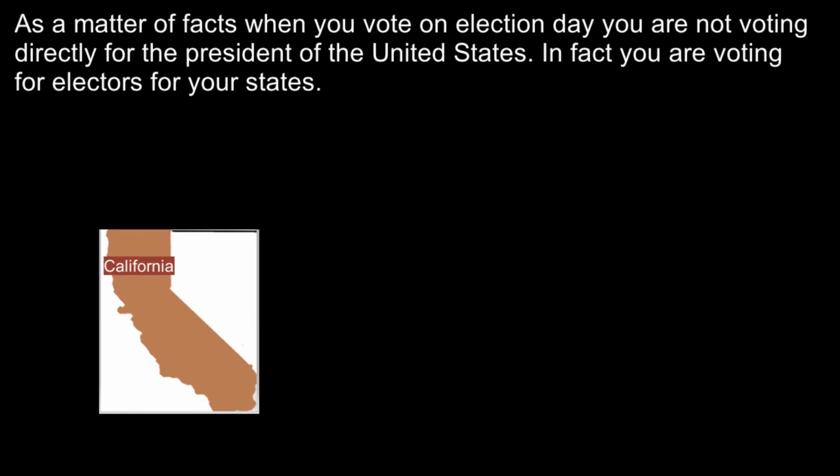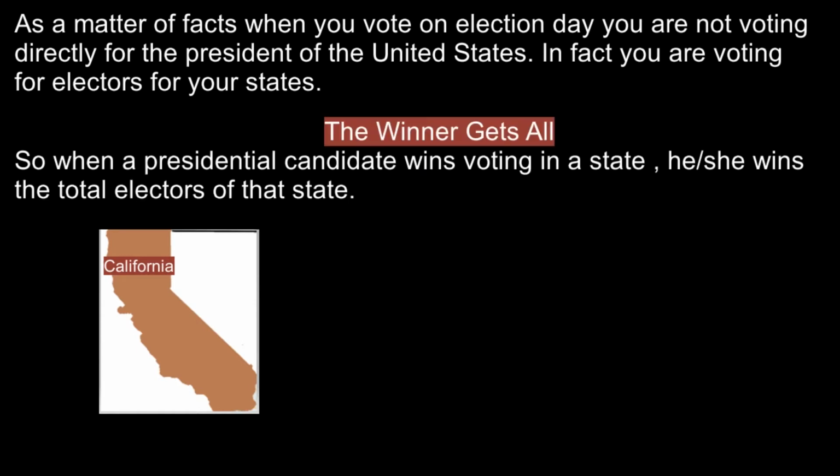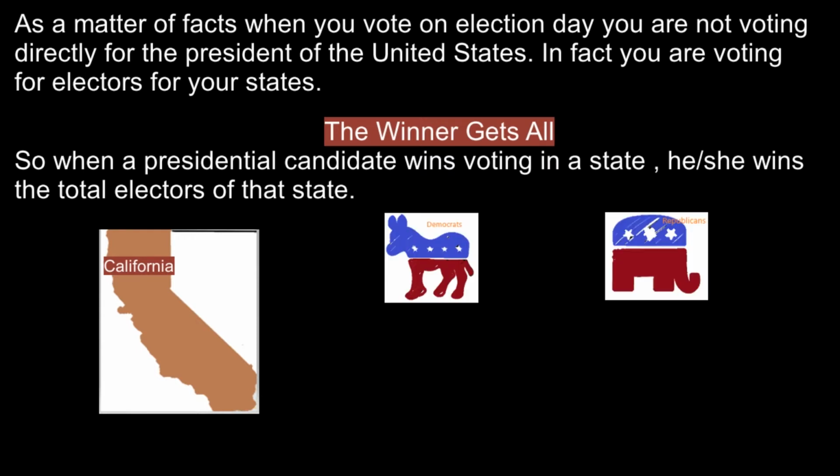As a matter of fact, when you vote on election day, you are not voting directly for the President of the United States. In fact, you are voting for electors for your state. So when a presidential candidate wins the voting in a state, he or she wins the total electors of that state. For example, if Democrats win California, they will get all 55 electors, and Republicans will get 0 electors. If Republicans win California, then they will get all 55 electors, and Democrats will get 0. Basically the winner gets all.